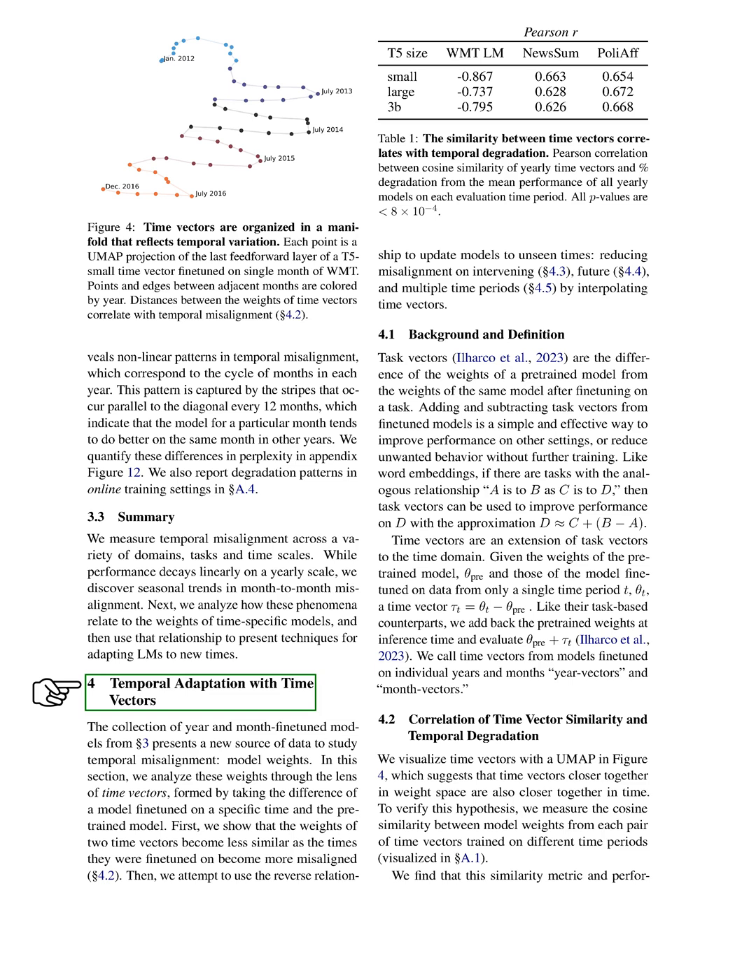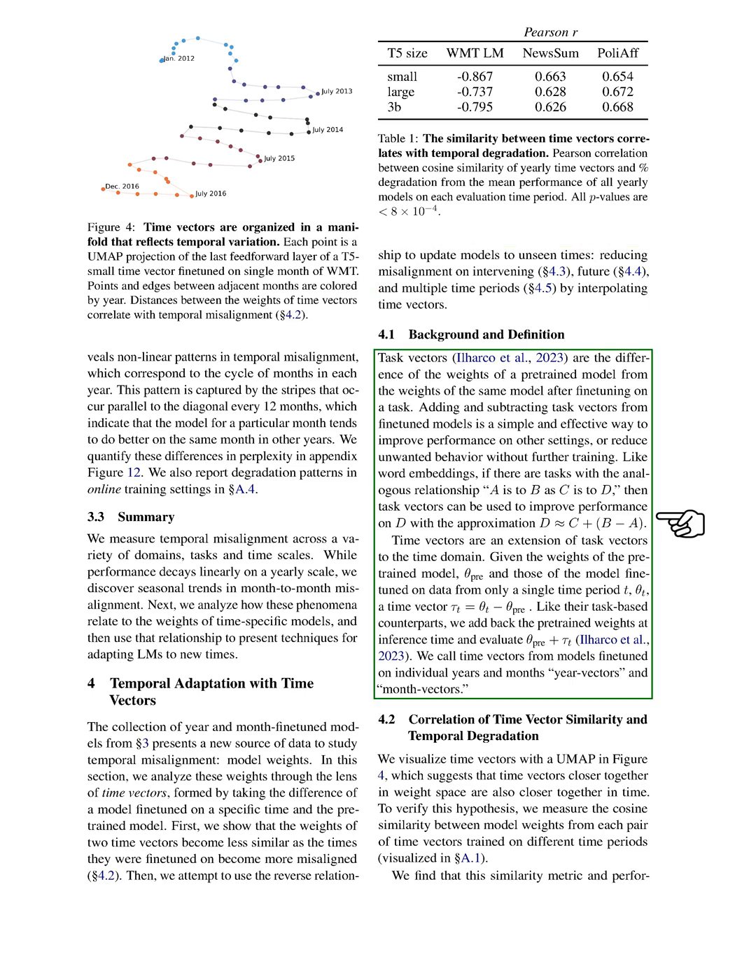Now, let's talk about temporal adaptation with time vectors. We used the collection of year and month fine-tuned models to study temporal misalignment through the lens of model weights. We formed time vectors by taking the difference between a model fine-tuned on a specific time and the pre-trained model. We found that the weights of two time vectors become less similar as the times they were fine-tuned on become more misaligned. We then tried to use this relationship to update models to unseen times by interpolating time vectors.